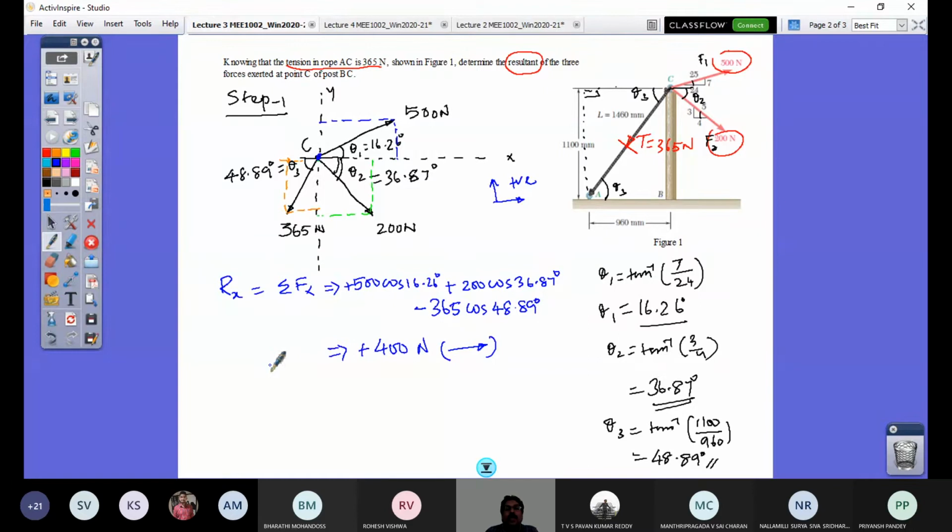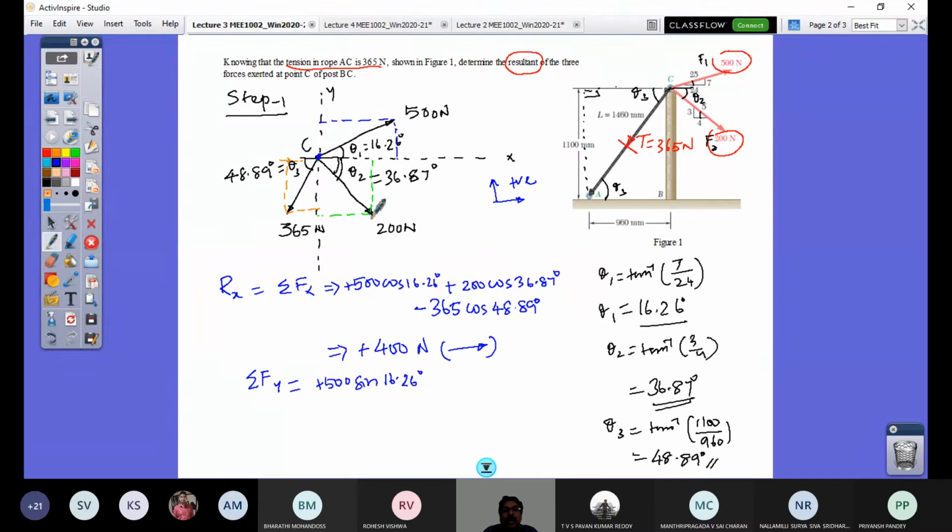So now similarly, I want to find the sum of the components which are resolved along the vertical direction. So how do I get that? Sigma Fy equals. So look at the first force with respect to its tail, it's in the first quadrant. So I'll have my vertical component in the positive direction, and the angle is to the horizontal, so it is opposite, sine angle. So I would get plus 500 sine 16.26 degrees.